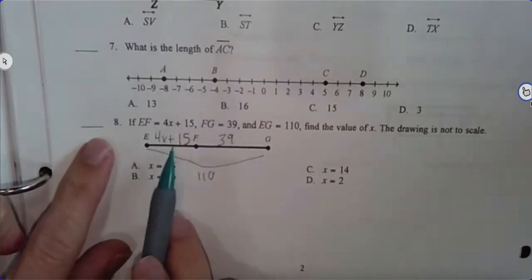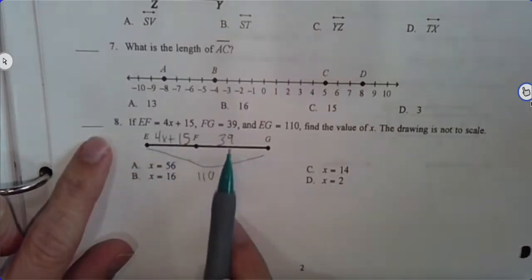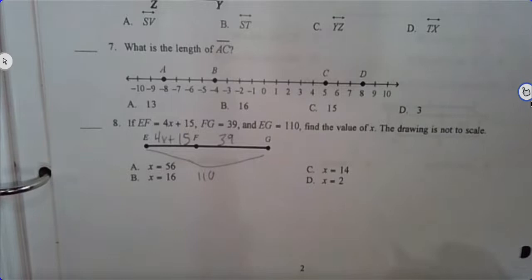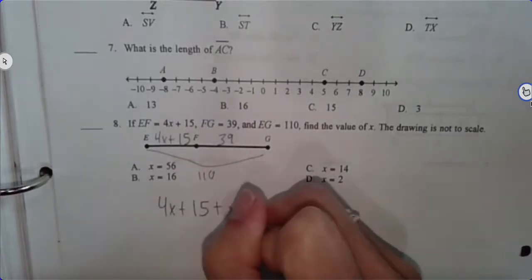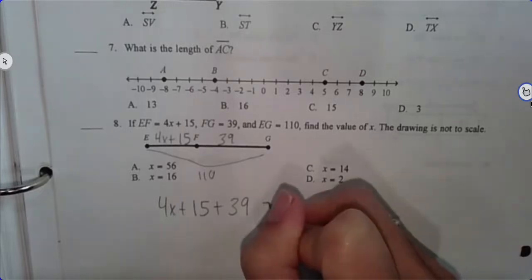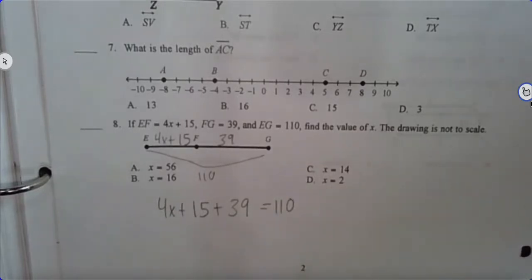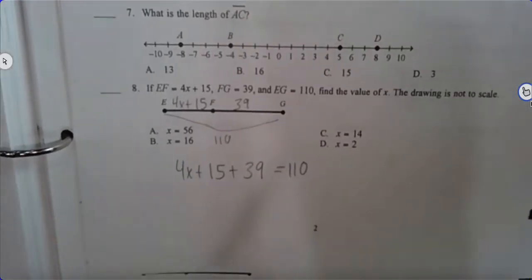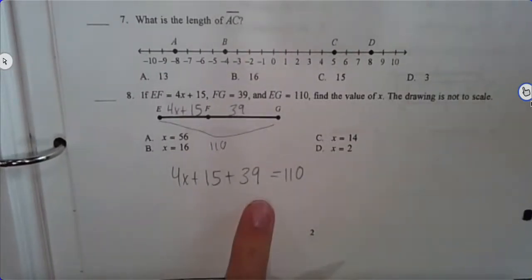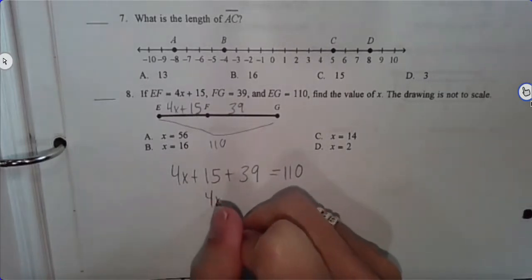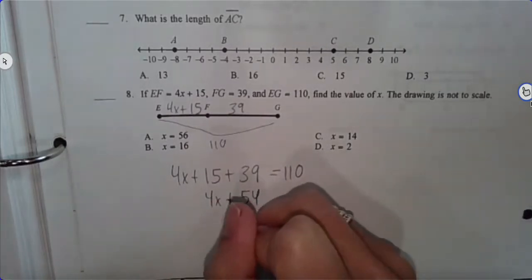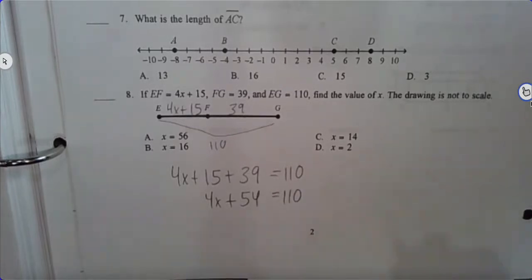If I take this part plus this part, it would equal the whole thing. So let me write that out. 4x plus 15 plus 39 equals 110. Then what do I do? Well, what's 15 plus 39? Can y'all see that up there? Yes, ma'am. So you got what? 4x plus 54, thank you, equals 110.